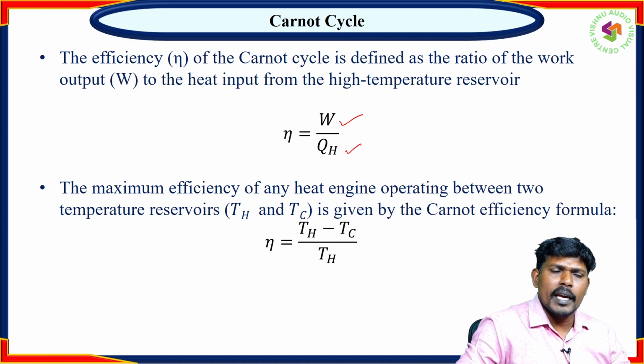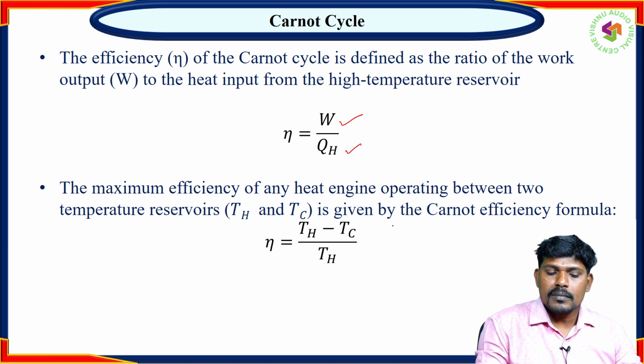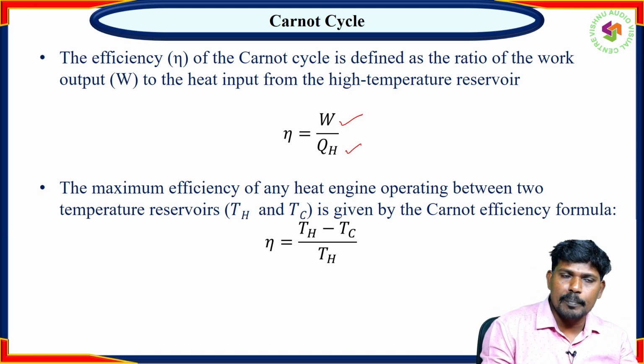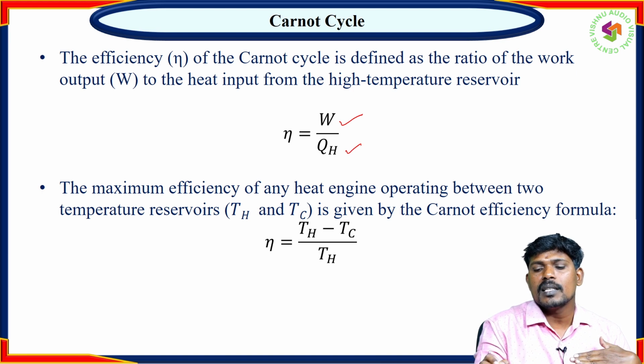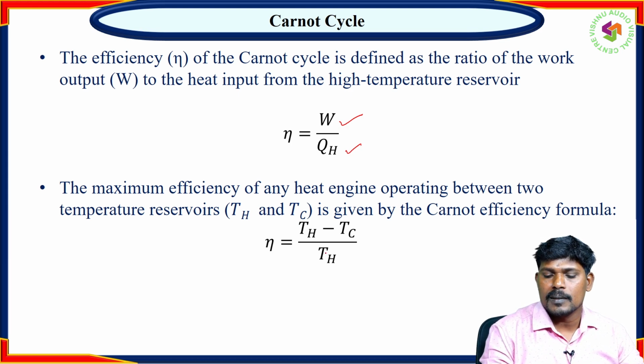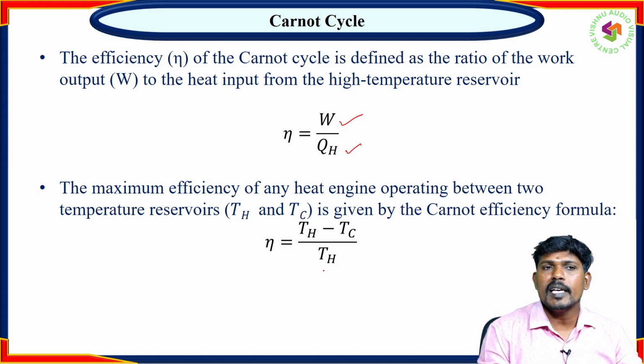So this efficiency can be explained in other terms also, because the maximum efficiency of any heat engine operating between two reservoirs, a high temperature reservoir and a low temperature reservoir. That's the reason the work is equal to the temperature difference between them, that is TH minus TC, and the next one is QH. You can write it in terms of heat at TH also. So now efficiency is equal to TH minus TC divided by TH: the high temperature reservoir minus the low temperature reservoir, divided by the high temperature reservoir.